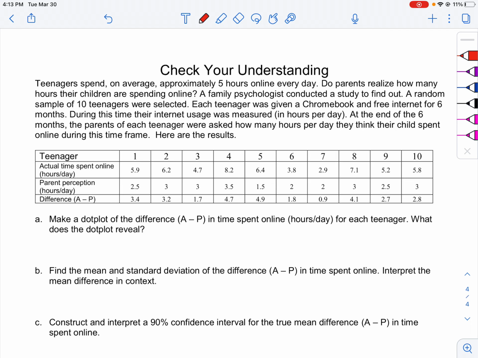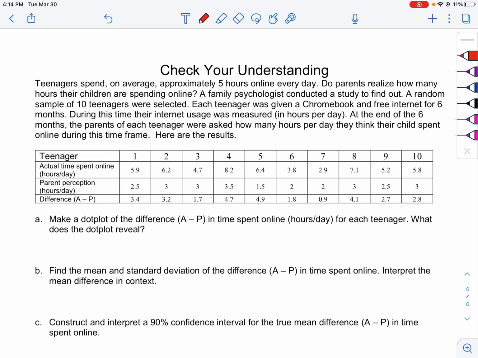Okay, we have teenager, we're just numbering the teenager. Teenager 1, 2, 3, 4, all the way to 10. Actual time spent online is the first row. And then the second row, actually the third, but the second row is the parent perception, like how many hours the parents think their kids spend online. And then I have a difference between the two, which is A minus P, meaning the actual time minus the parent perception time. Okay, make a dot plot, A minus P in time spent online hours per day for each teenager, and what does the dot plot reveal?